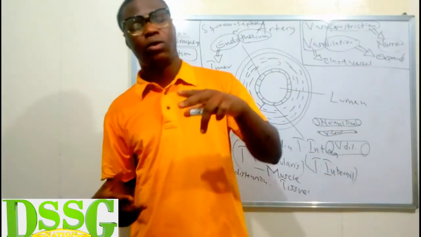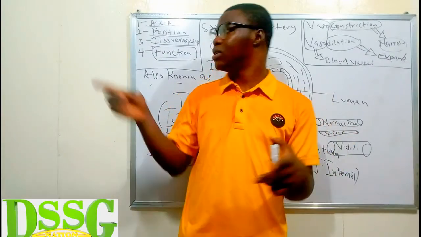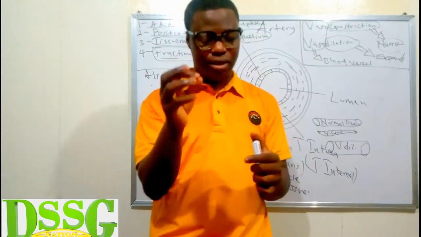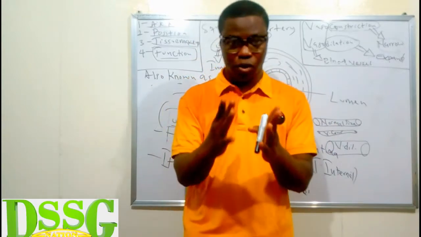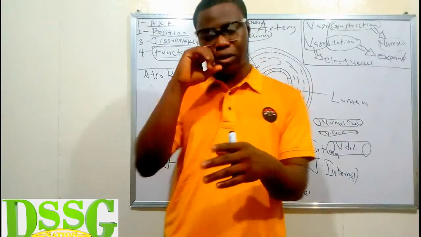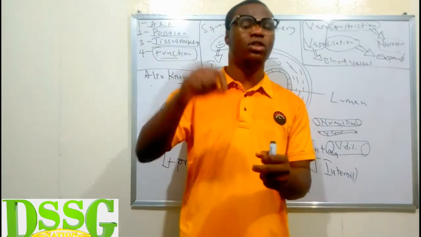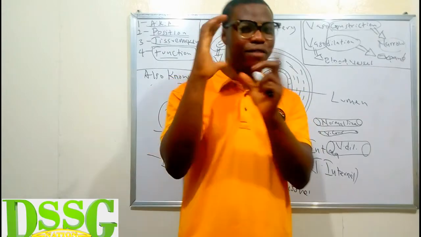And then now to what next? That is tunica media. So tunica media, I talk about what next? The AKA, also known as what? The tunica muscularis. And the second thing is what? The position. So it is the middle layer of the blood vessel, of the artery rather. And then the next one is what? Tissue makeup. So it is made up of what? The muscle tissue. And the function is to what? To control the diameter of the blood vessel, as in vasoconstriction and vasodilation.